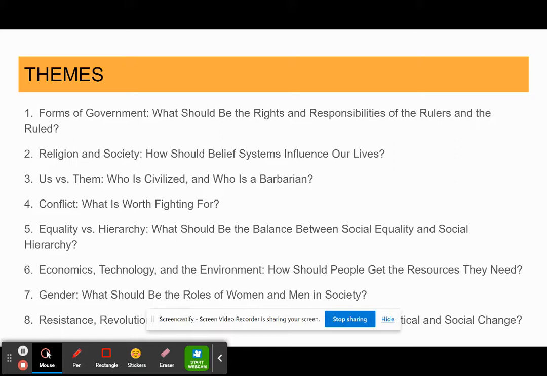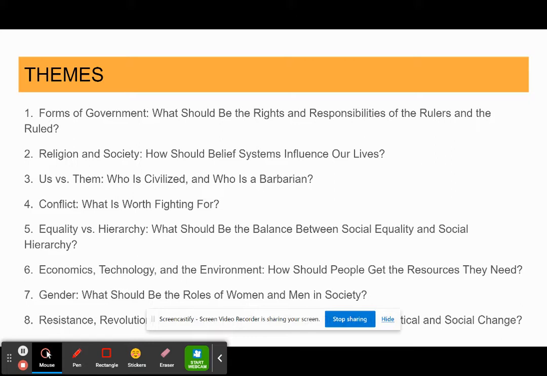What should be the rights and responsibility of the rulers and the ruled? Religion and society. How should belief systems influence our lives? Us versus them. Who is civilized and who is barbarian? Conflict. What is worth fighting for? Equality versus hierarchy. What should be the balance between social equality and social hierarchy?